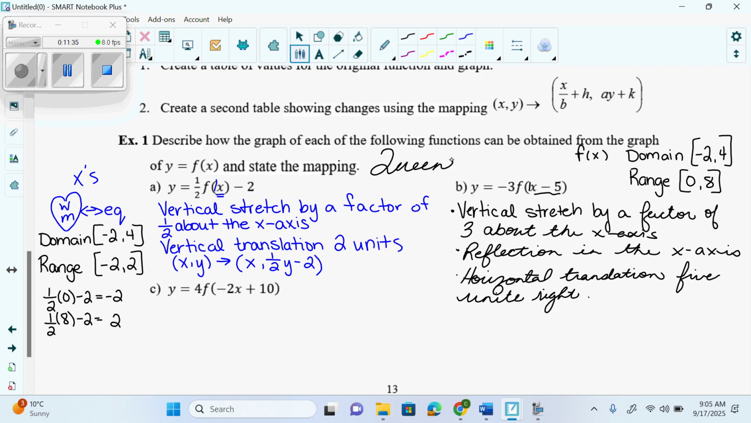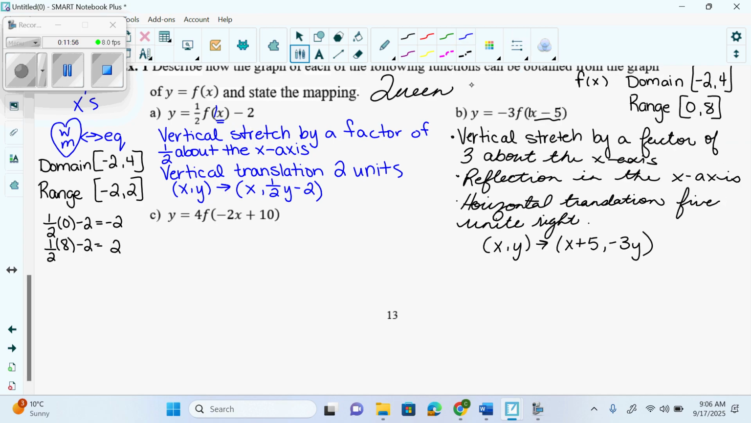Horizontal translation, 5 units, right. So, mapping (x, y) becomes, I need to go 5 right. So I'm going to go x plus 5, and then I'm going to go negative 3y. We agree? Okay, now let's talk about that domain and range.